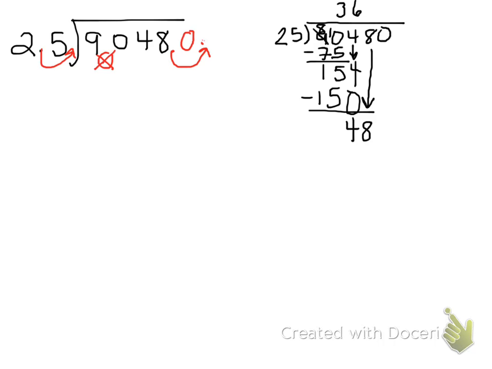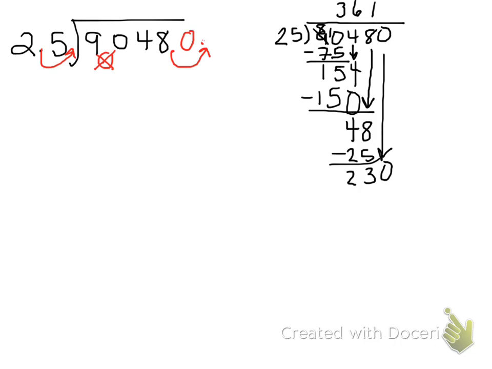How many times can 25 go into 48? Well, 25 times 2 is 50, which is bigger than 48, so it must just be once. 1 times 25 is 25. 8 minus 5 is 3, and 4 minus 2 is 2. Now I'm going to bring down our last 0.